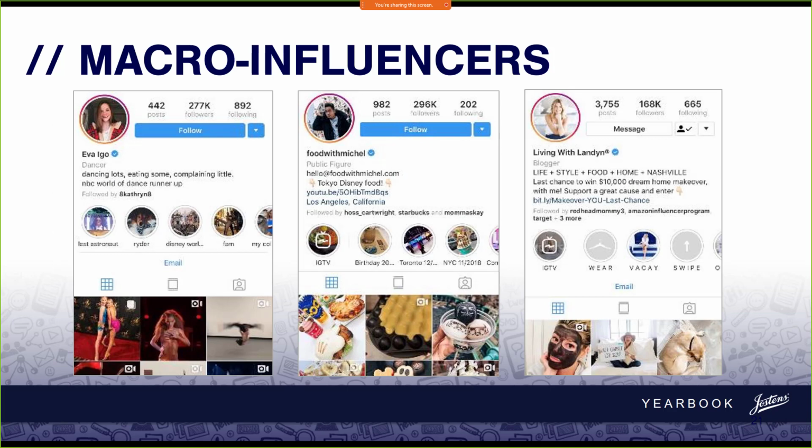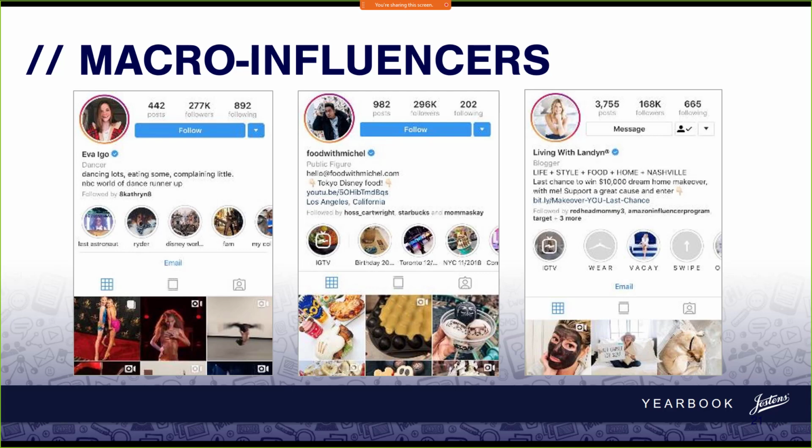The next group is macro influencers. These are executives, bloggers, and journalists who have between 10,000 followers and 1 million followers. They drive a little bit more in engagement rate, 5% to 25% per post. And they have the highest topical relevance on the spectrum with category-specific influence like fashion and food. Some examples include the dancer Eva Igo, the food blogger Food with Michael, and the lifestyle expert and blogger Living with Landon.